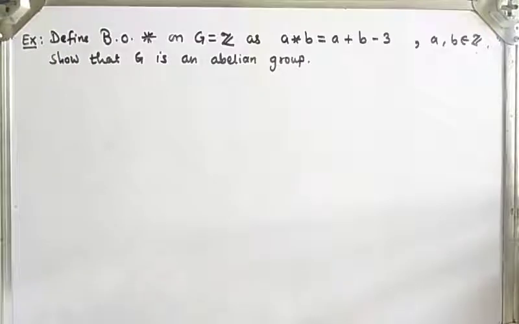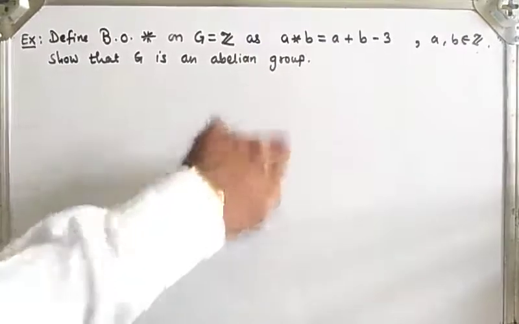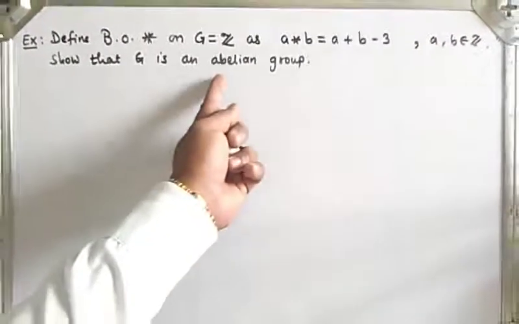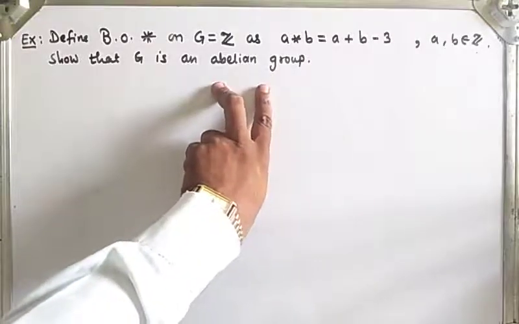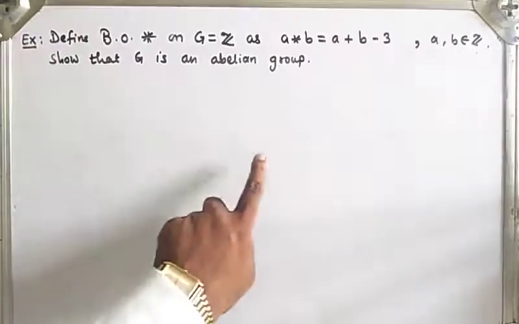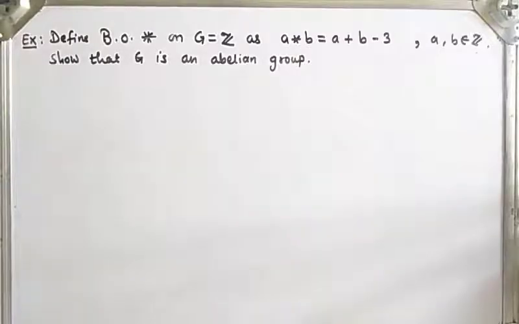Now let's check the other three properties, which are associativity, existence of identity, and existence of inverse. If these three properties are satisfied, then we see that G forms a group. Next we will check whether it is an abelian group. If I take any two elements a and b belonging to Z, then a star b equals b star a, which means it is an abelian group.